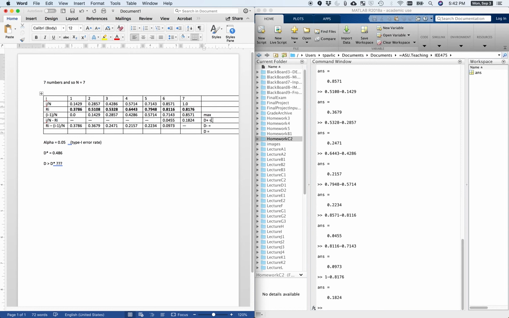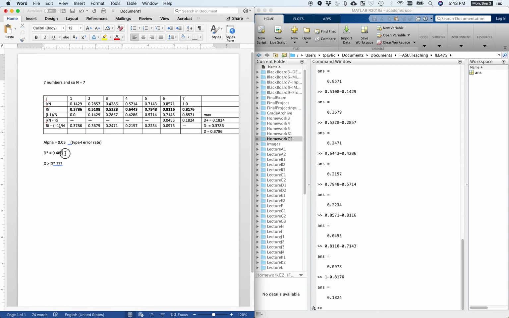All right, now I look across here. What's the maximum of this row? 1824. Look across here. What's the maximum of this row? 3736. Looks like 3786. What's the maximum between these two?